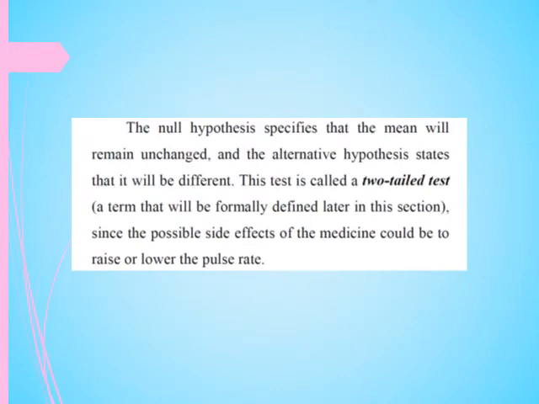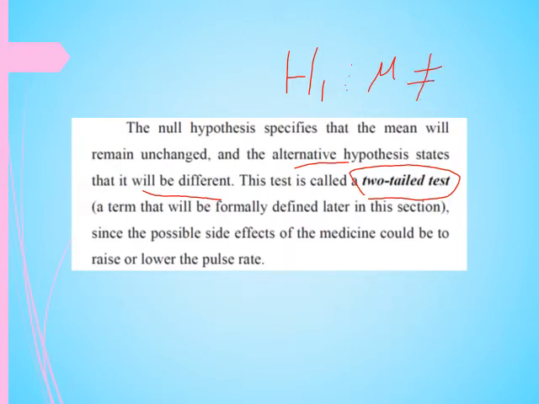Another comment on the solution of situation A is that the null hypothesis specifies that the mean will remain unchanged, and the alternative hypothesis states that there will be a difference. This difference may be an increase or a decrease. The test is called a two-tail test. Why do we say this is a two-tail test? Because H1 has an unequal sign, here mu not equal to 82. So when we have an unequal sign, the test is called a two-tail test. This term will be formally defined later in this section.